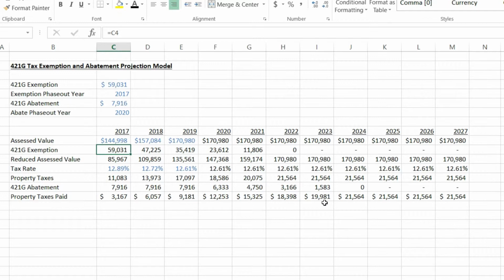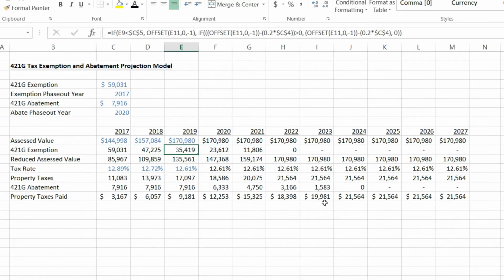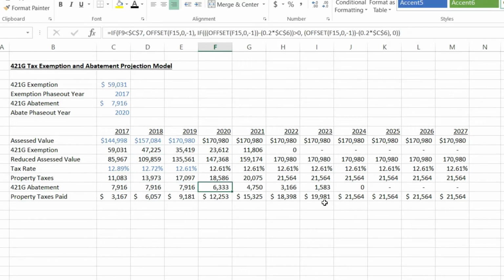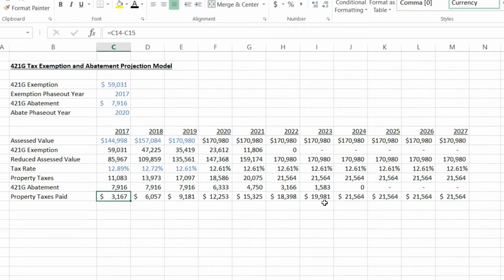So we start with the year with the top line, and then as it starts phasing out. So this is the 59031. It phases out, and this is the abatement level 7916. It starts phasing out 2 years later. So for this specific unit, you can see that the property taxes are quite low right before the phase outs begin, but it picks up dramatically as both first the exemption and then the abatement is completely phased out. So we're looking at a difference from something like $3,000 in 2017 to a steady rate of over $20,000.